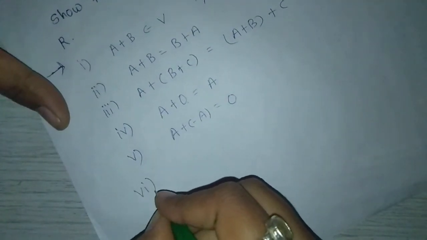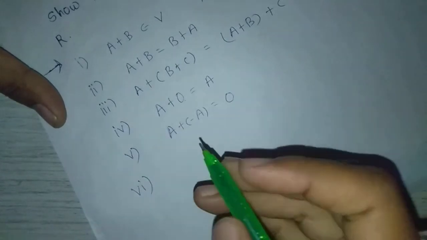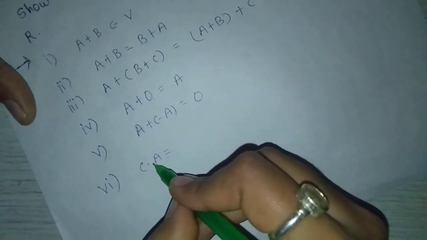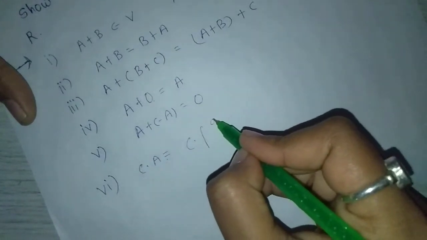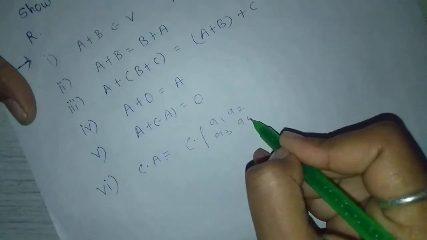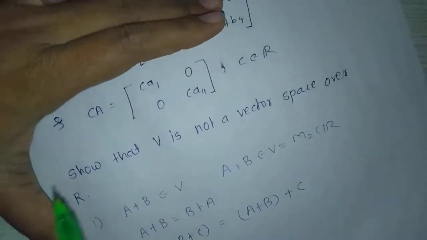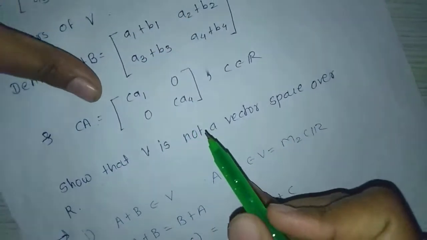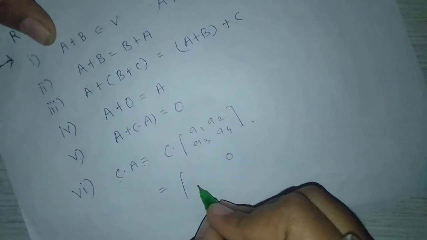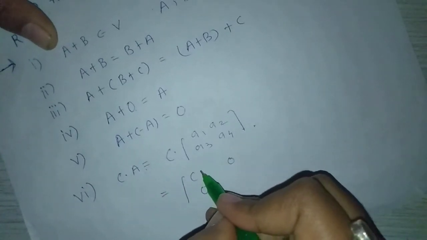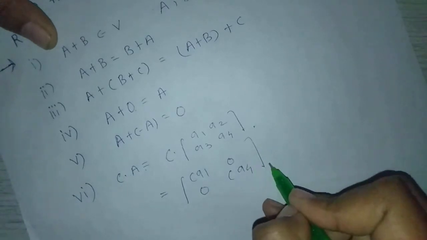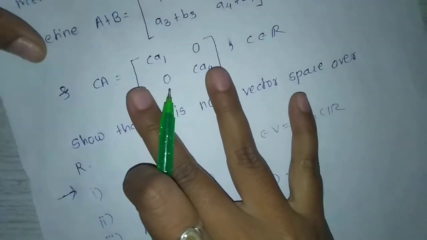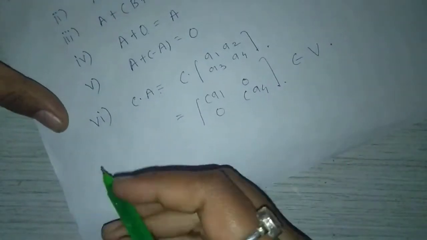Next property is multiplication, C into A. C is a scalar, A is the matrix. C into A, where A is A1, A2, A3, A4, is defined as C into A1, 0, 0, C into A4. Means this entry is 0 and this entry is C into A1, C into A4, which belongs to V, because C into A is already defined like this. So C into A belongs to V.